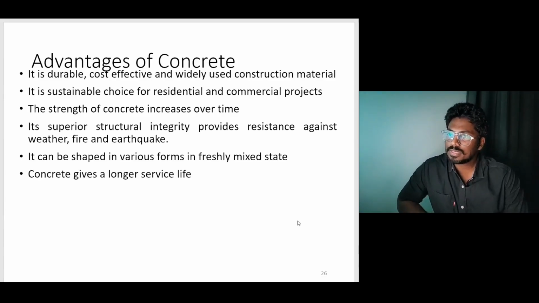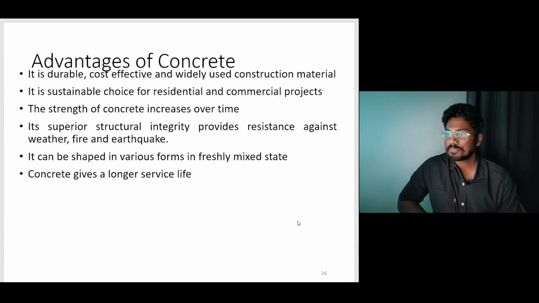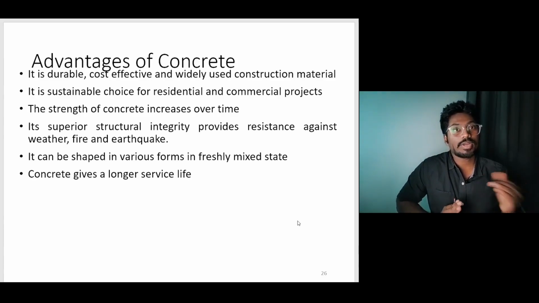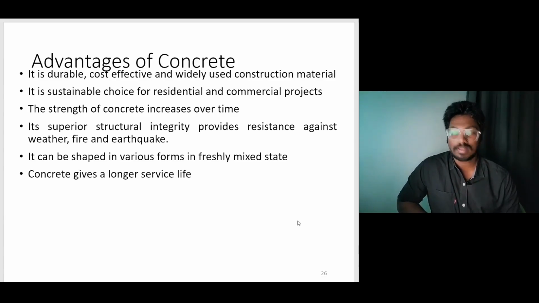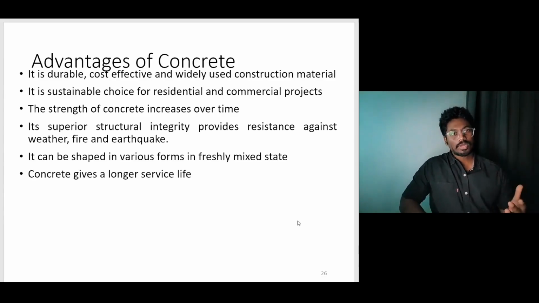Its superior structural integrity provides resistance against weather, fire, earthquake, or other natural calamities, and concrete exhibits superiority over other materials. It can be shaped in various forms in its freshly mixed state. Like I said, its versatility in molding into different shapes is really high, and hence it has been concluded to be a really good construction material. Concrete gives a longer service life compared to steel and wood. Concrete will definitely give a longer life to any building.